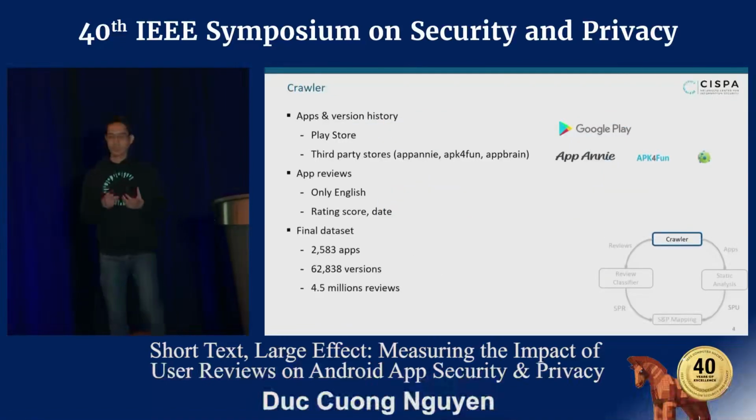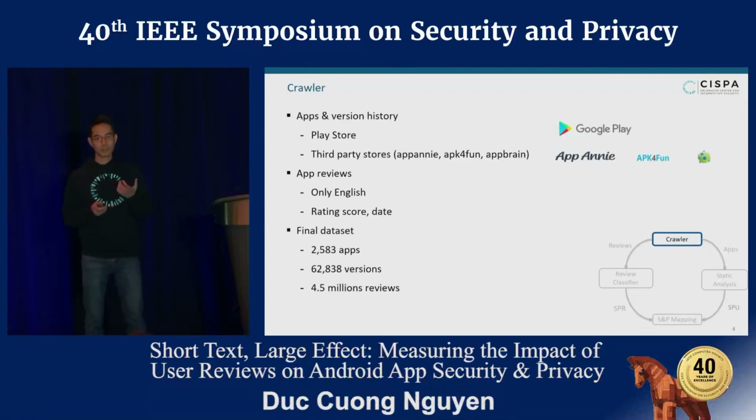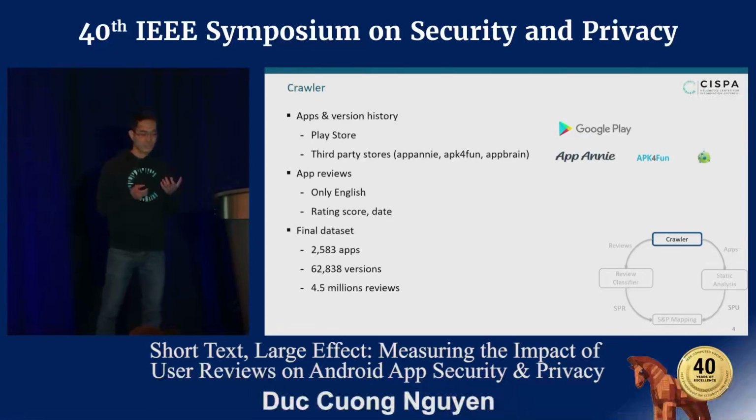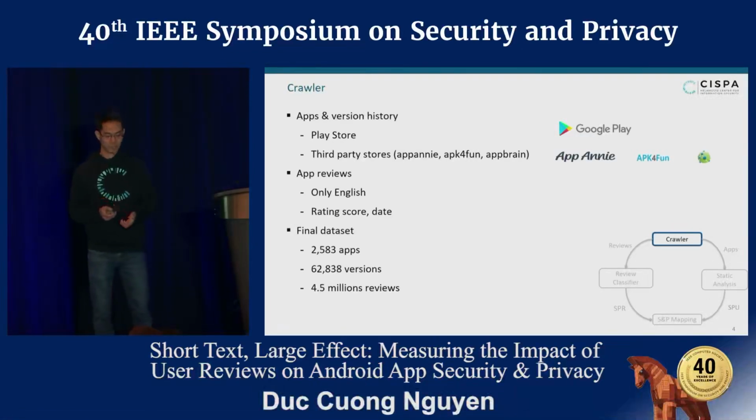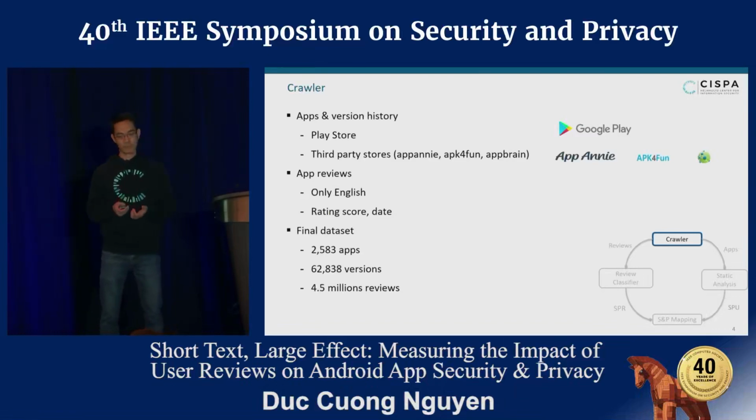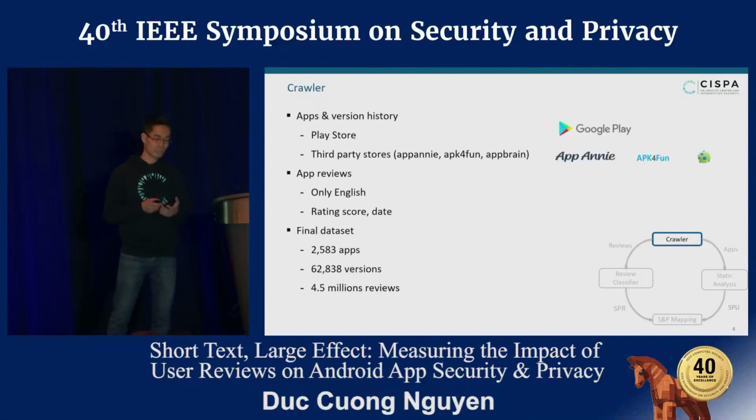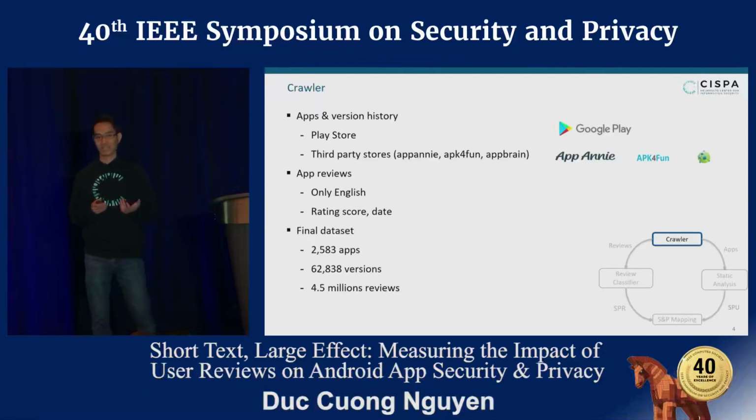First, our crawler. We want to crawl all the version history. Unfortunately, Google doesn't provide us such information, so we have to look for alternatives from third-party stores, such as AppAny, APK4Fun, and AppRent. In this work, we focus on English reviews only, and we gather additional information such as the rating score or the date that the review was written. We focus on apps that have at least 50 million downloads, and this results in 2,583 applications, totaling around 63,000 versions, meaning that an app has on average 24 versions. All in all, this results in around 4.5 million reviews.